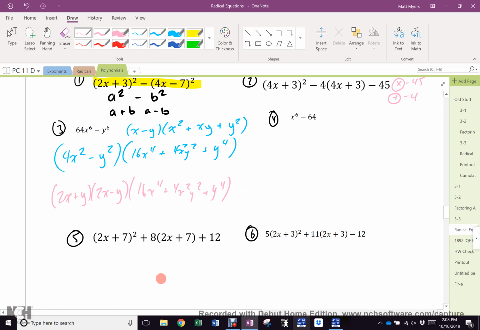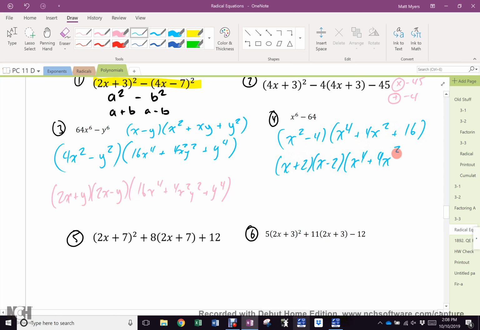Went on a diet. Now this one is the exact same, of course. X squared minus 4, x to the fourth plus 4x squared plus 16, and then x plus 2, x minus 2, x to the fourth plus 4x squared, plus 16.